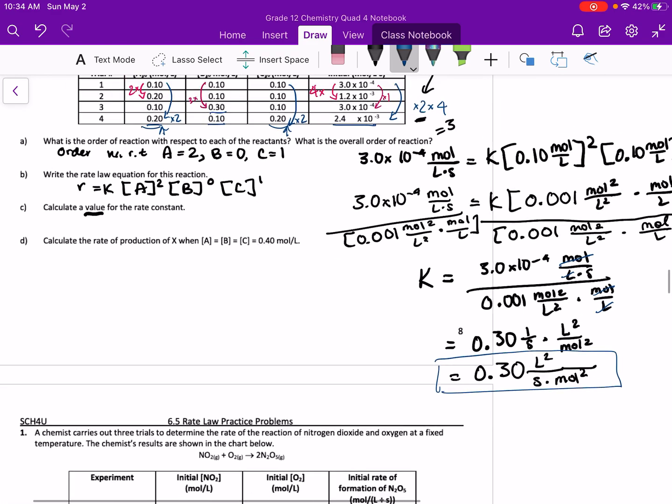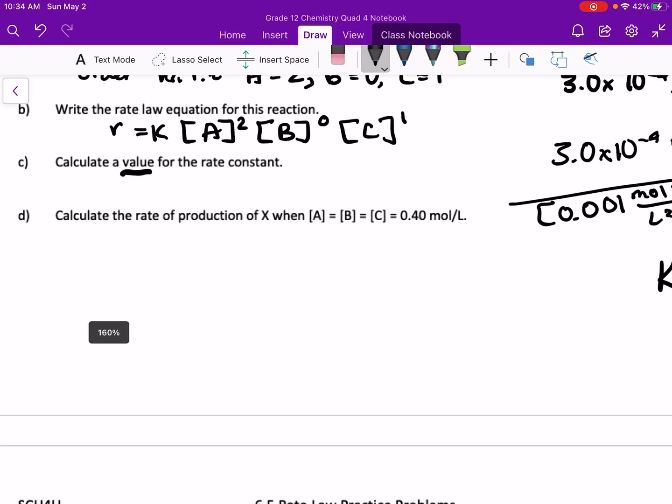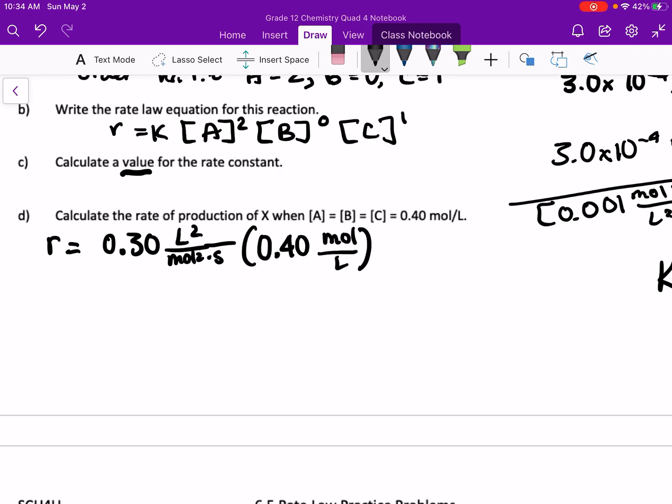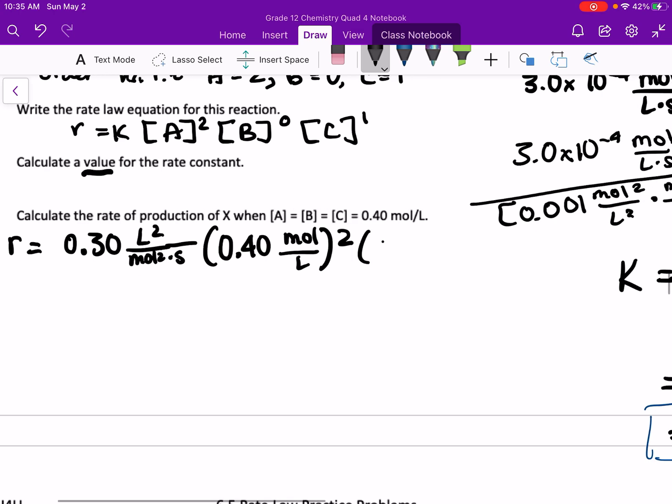The next part wants us to calculate the rate of production when A, B, and C concentration is 0.4 moles per liter. We know our rate is equal to 0.30 liters squared per mole squared second times 0.40 mole over liter to the power of 2, because A is a second order and C is the first order. So it's to the power of 1.